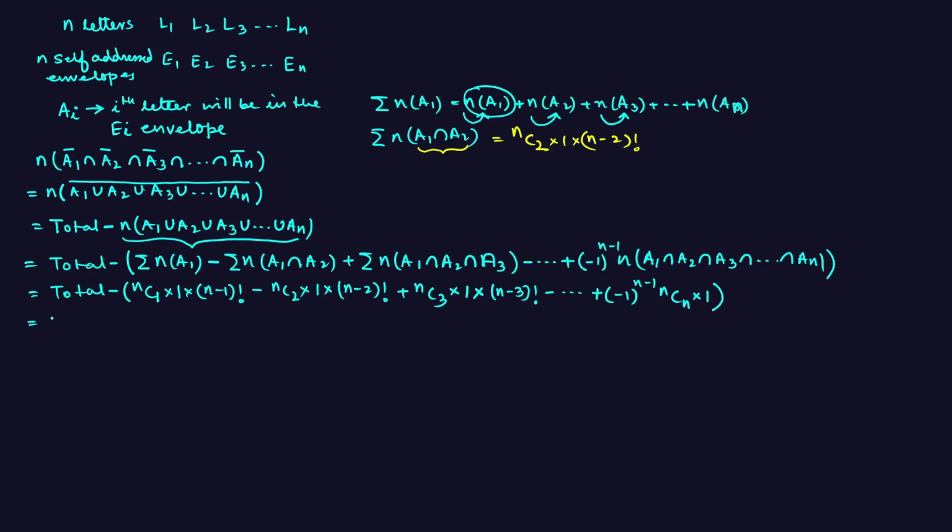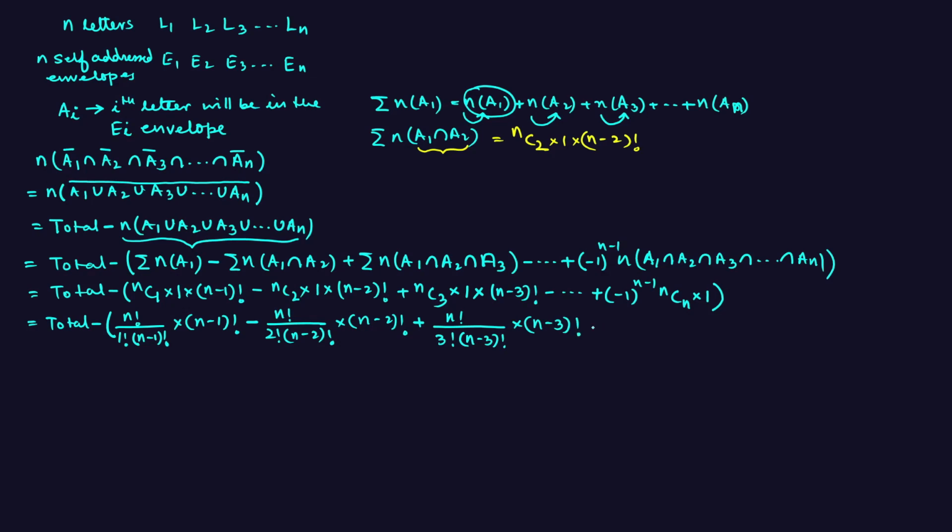Okay. So it will be total minus NC1, which means factorial n divided by factorial 1 into factorial n minus 1, minus NC2, which is factorial n divided by factorial 2 into factorial n minus 2, plus NC3, which means factorial n divided by factorial 3 into factorial n minus 3. Simply I am using the formula, nothing else. Minus 1 to the power n minus 1, NCN is factorial n divided by factorial n into factorial 0.